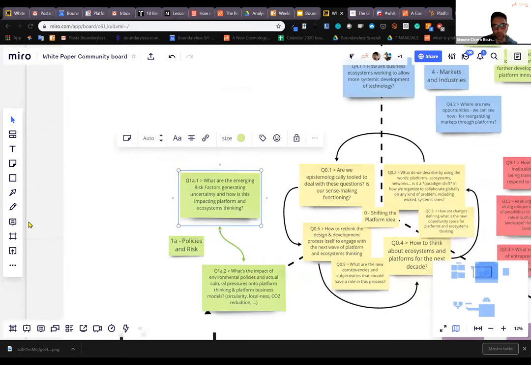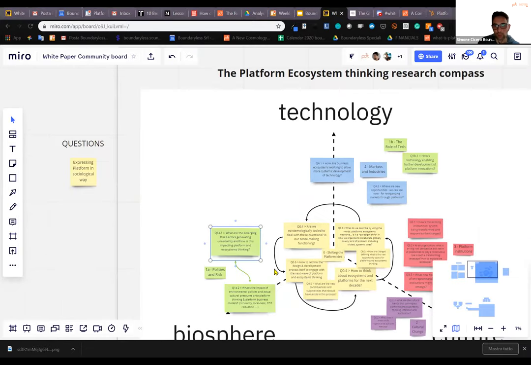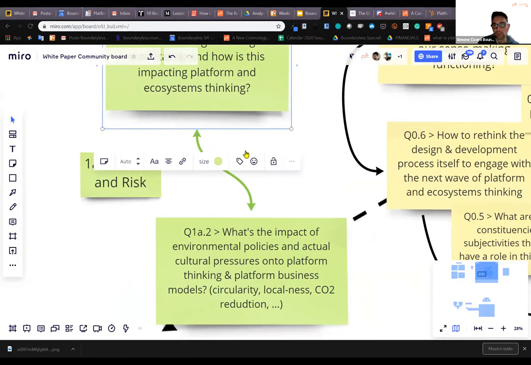The other part of the question is essentially about policies. So not just elements that are projected on our idea of platforms from the system, by the system, but also what elements are coming up from the governance systems.